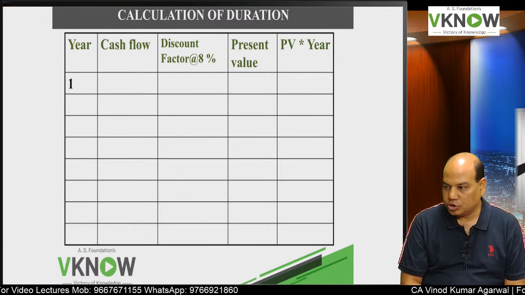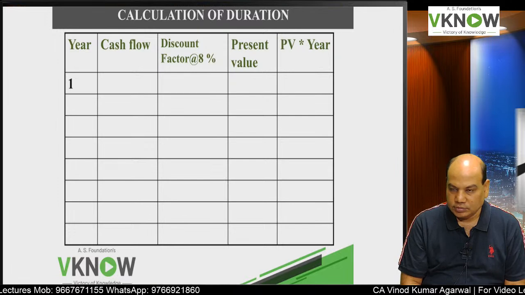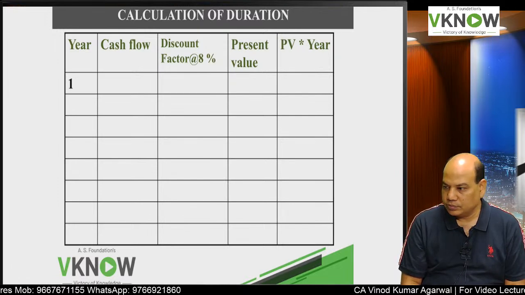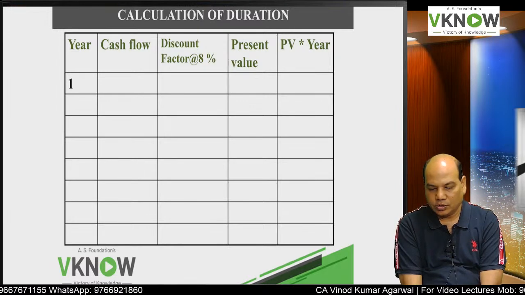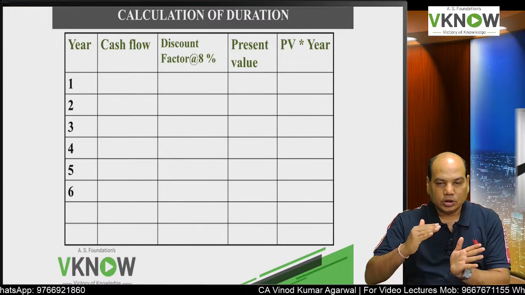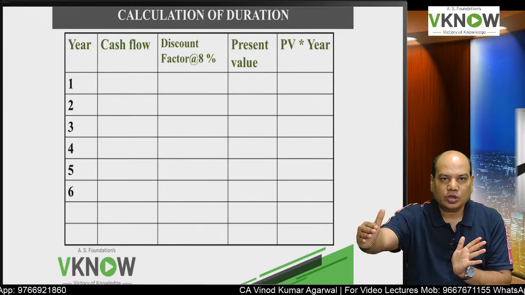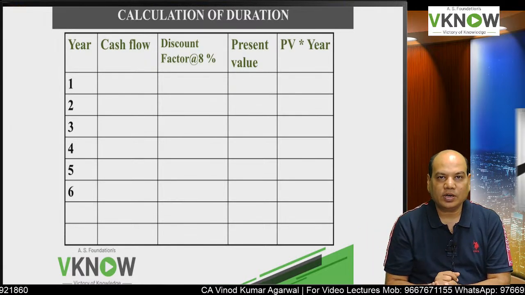Year, cash flow, discounting factor at 8%, present value into year. First write down year 1, 2, 3, 4, 5. The total term to maturity of the bond is 6 years. We want to hold it for 5 years and then sell it.